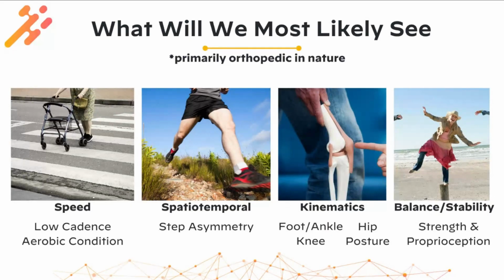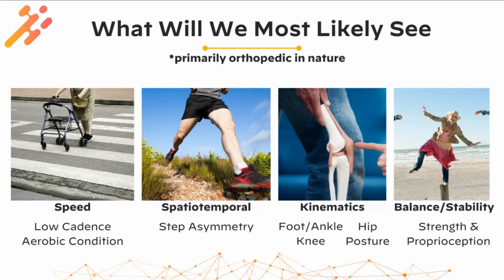They might be high or low as well, but asymmetry is a big factor in that. When we start to think about the kinematics, it's hard to measure the kinetics that we were talking about. So we're largely focusing on the kinematics, and we're seeing that this is broken into different regions. And we have different expectations for the foot and ankle, the hip, the knee, and just our overall posture that we really want to focus on. And then finally, balance and stability. A lot of contributions come from strength and proprioception.